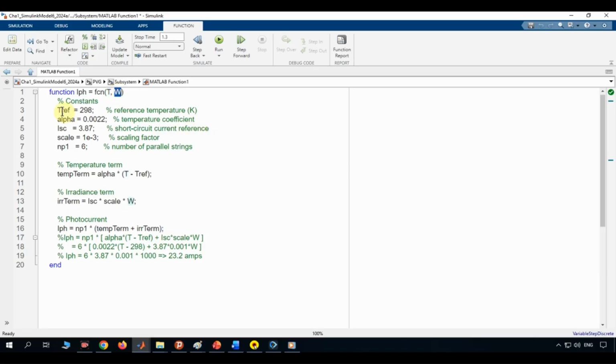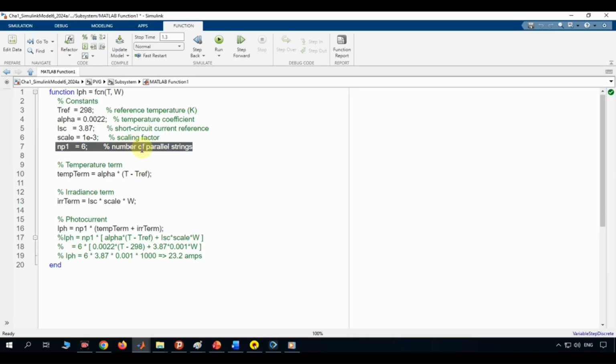Inside the function, several constants are defined. The reference temperature is 298 Kelvin, which corresponds to 25 degrees Celsius. The temperature coefficient is equal to 0.0022 amperes per Kelvin. The short-circuit current under standard test conditions is 3.87 amperes. The scale factor converts irradiance from watts per square meter into a normalized quantity. Finally, the parameter NP1 equals 6, meaning that 6 PV strings are connected in parallel. Since parallel strings carry current together, the total photocurrent will be multiplied by 6.